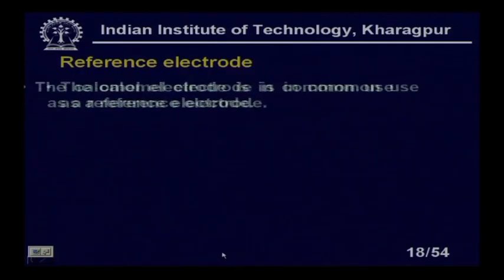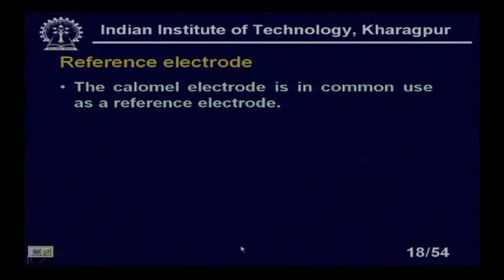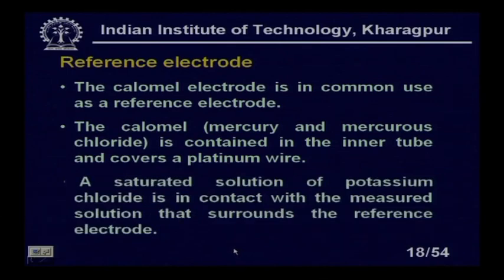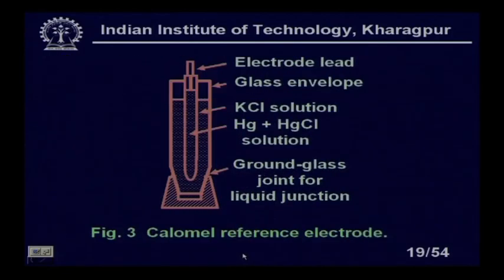You see the reference electrode. The calomel electrode is in common use as a reference electrode. The calomel, which is mercury and mercurous chloride, is contained in the inner tube and covers a platinum wire. A saturated solution of potassium chloride is in contact with the measured solution that surrounds the reference electrode. You see, this is a calomel reference electrode.